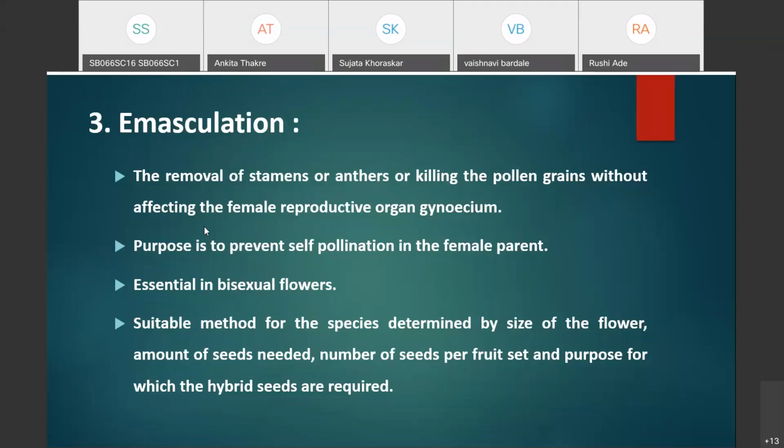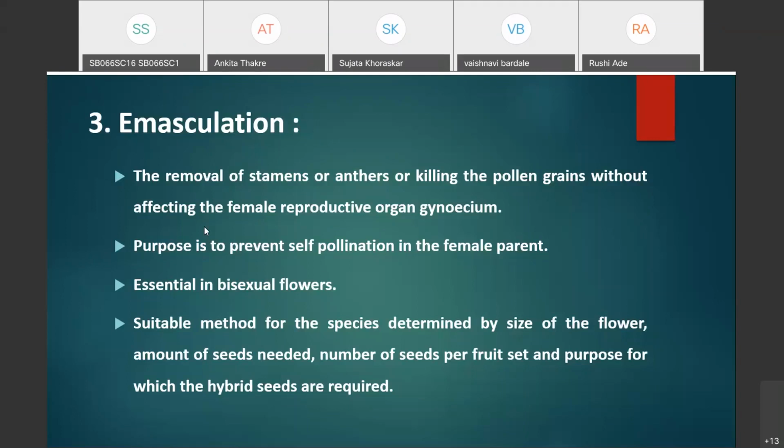Okay, that's why we are saying the best method is determined by the size of the flower, the amount of seeds needed, the number of seeds per fruit set, and lastly the purpose for which the hybrid seeds are required. Okay, in the examination a separate short note may be asked on emasculation.